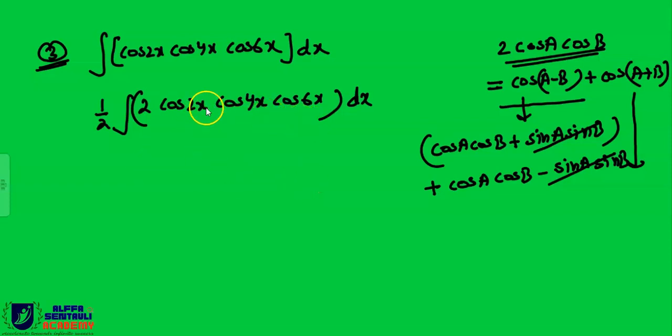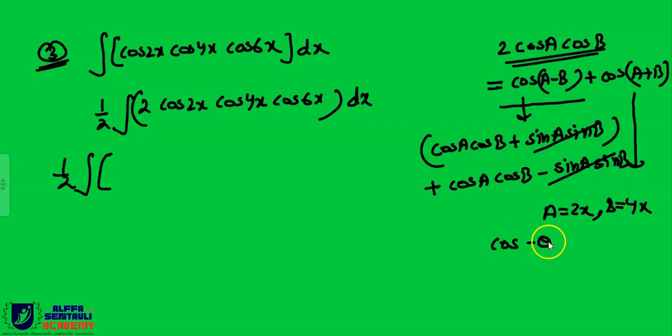Let me just show you. Let us take the combination of cos 2x and cos 4x directly, and let us leave cos 6x for a while, right? So let us take 1 by 2 as it is. In place of 2 cos 2x cos 4x, let us write cos(A minus B) plus cos(A plus B). I am taking A as 2x and B as 4x. Correct? And please remember, cos of minus theta is nothing but plus cos theta, because cos absorbs the minus sign.